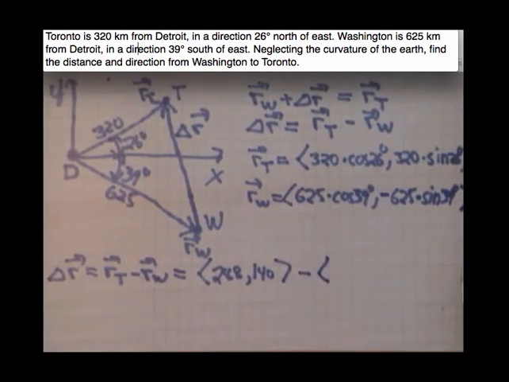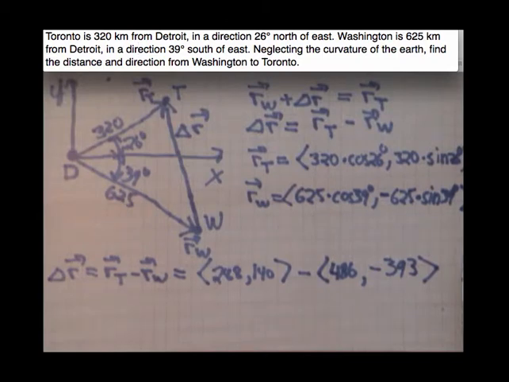And when we do the mathematics for R W, we find that the x component is 486, and the y component is negative 393. And throughout this problem, in the interest of space, I'm leaving out the words kilometers, but all these numbers in this line, all these components are, of course, in units of kilometers.